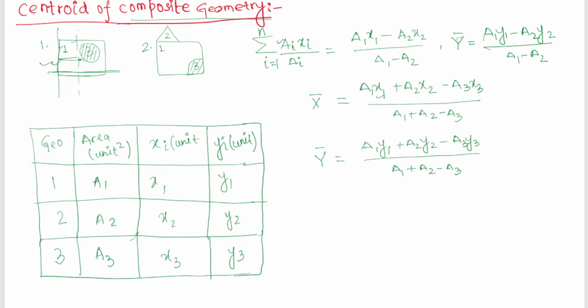So everything that you require to put in the formula is placed right in front of you in a well-tabled column, and you can use it. So A1 x1, A2 x2, A3 x3, then A1 y1, A2 y2 and A3 y3, divided by A1 plus A2 minus A3. Whatever the geometry, whatever the problem definition, we can proceed. So that's about the centroid of a composite geometry. See you in the next class, which will be our numerical solving session.